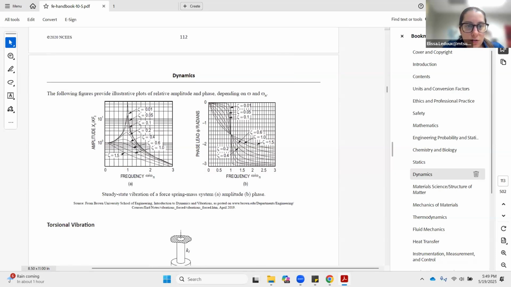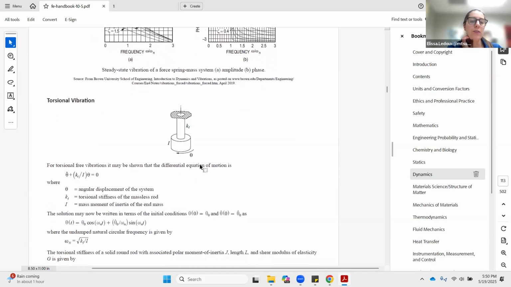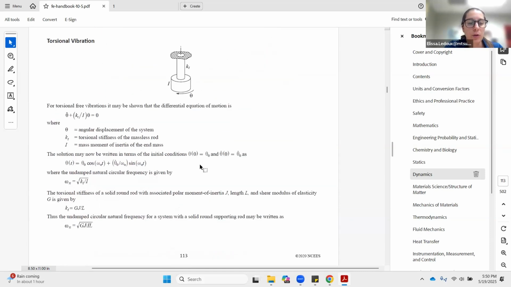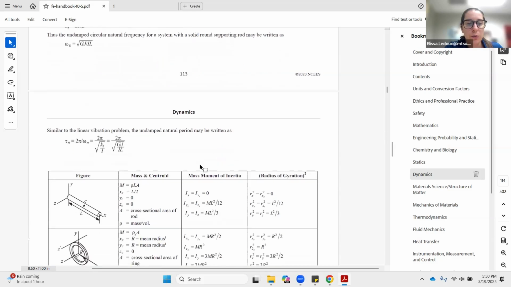So these plots just show relative amplitude and phase, depending on the frequency and the natural frequency. Omega here would be the actual frequency or damped natural frequency, and omega n is the natural frequency. So you would have this ratio, and then you would go up to whatever curve is your zeta. You can see that if zeta, the damping ratio, is super tiny, then you get a big spike. And if zeta is larger, such as zeta equals 1, you get no spike at all. Okay, torsional vibration. This is not something real common that they would ask you about, but the formulas are here if you need them.